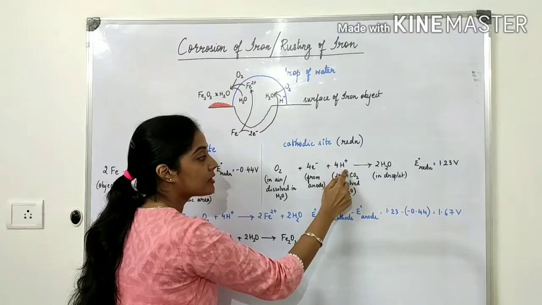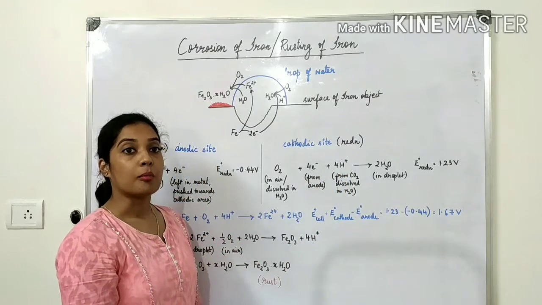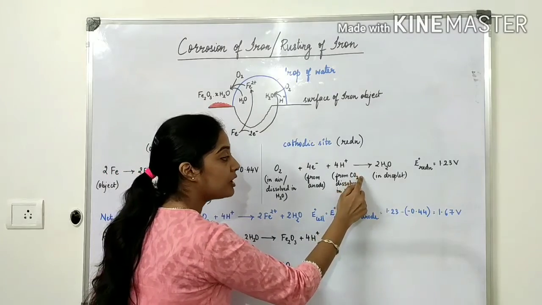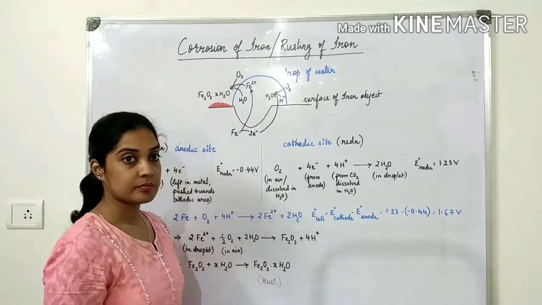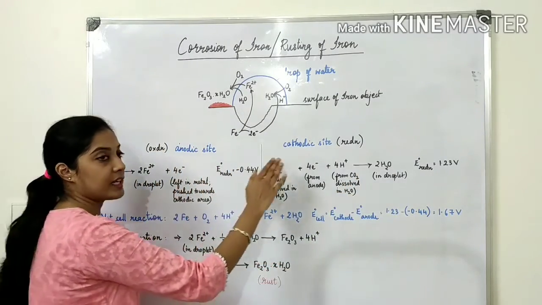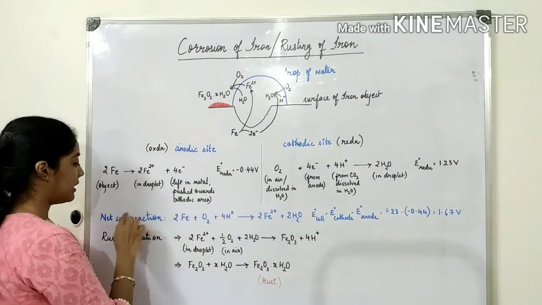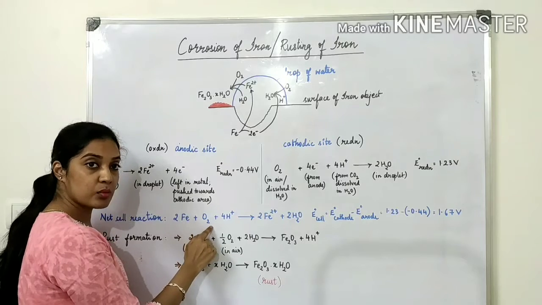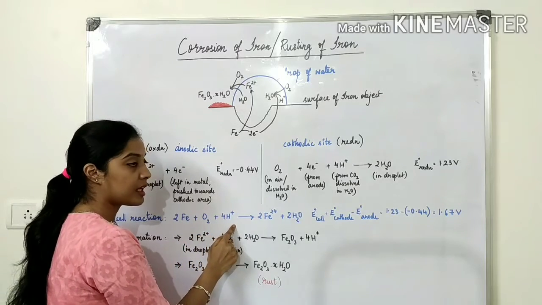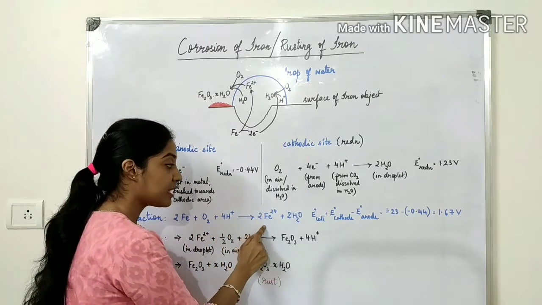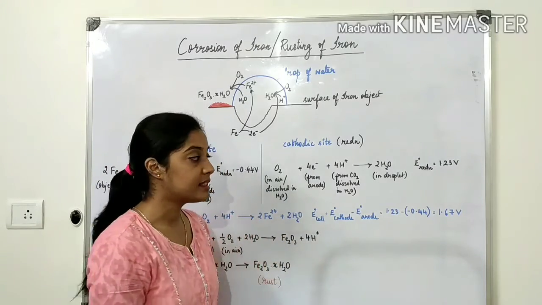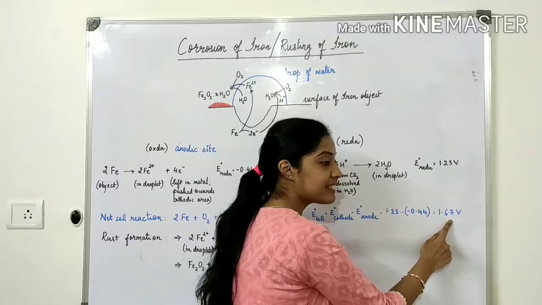The H+ ions are made available from carbonic acid, which is formed by the dissolution of carbon dioxide in water. When the two half reactions are added together, the net cell reaction is obtained where iron reacts with oxygen and H+ ions to give ferrous ions and water. The standard EMF of this cell is 1.67 volts.